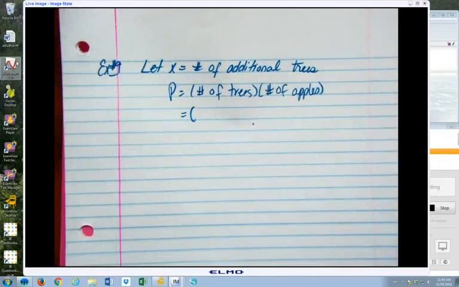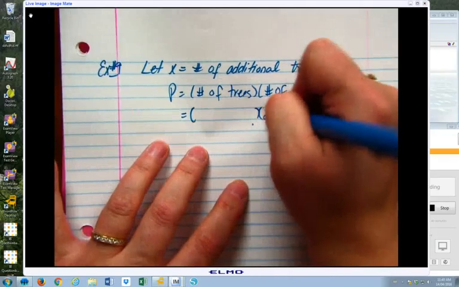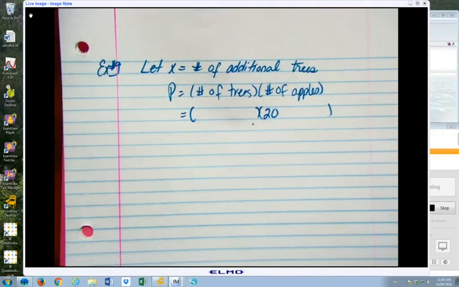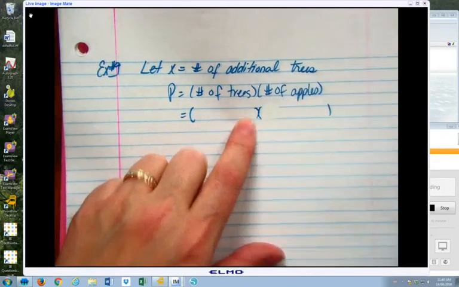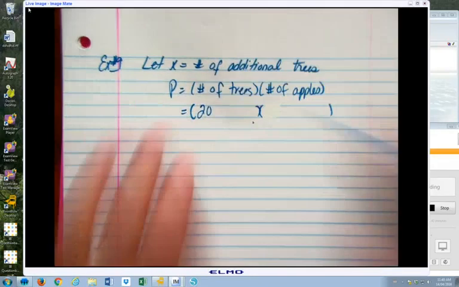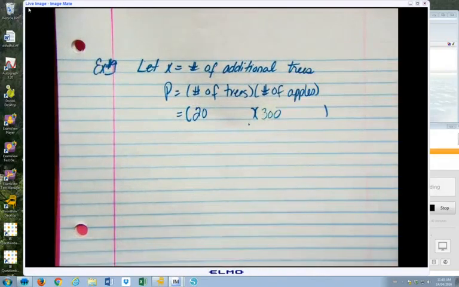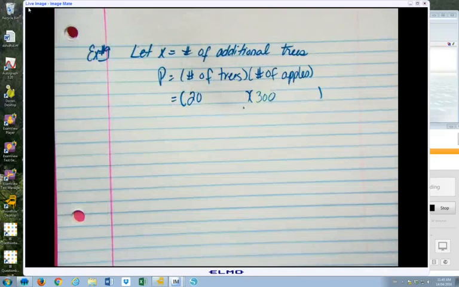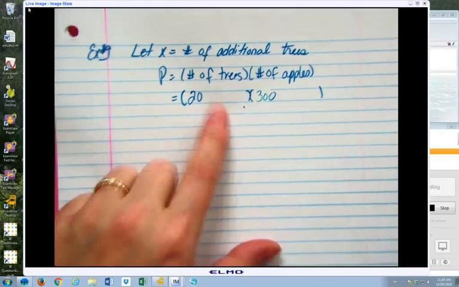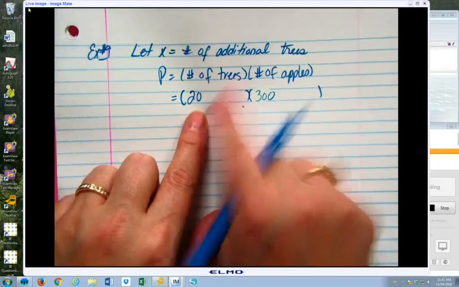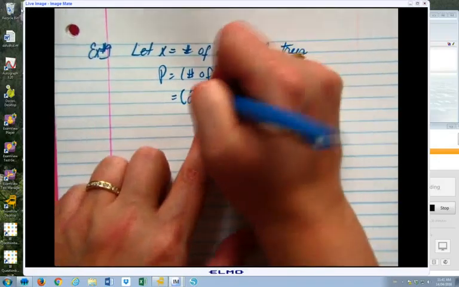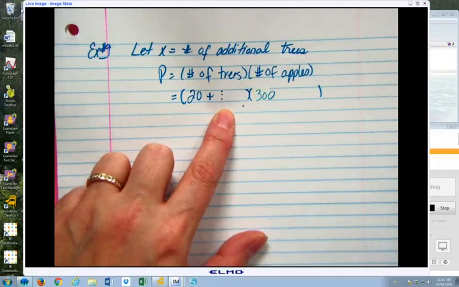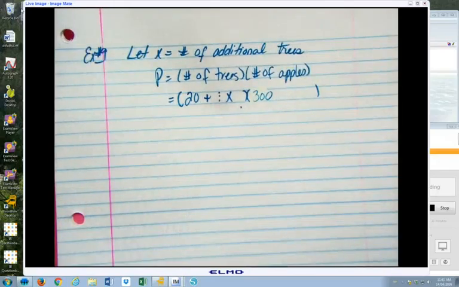Before any changes, before we plant anything new, how many trees do we have and how many apples does each tree have? 20 apples. That's what somebody said. That's what I wrote down. 300 apples. Very good. 20 trees and 300 apples. How are we changing it? What are we doing and what's going on here? 300 minus 10x. Okay, let's go to trees first because that's actually what we're doing, we're adding additional trees. So we're adding one more tree times x. So that's why I put imaginary 1 because we don't need it.